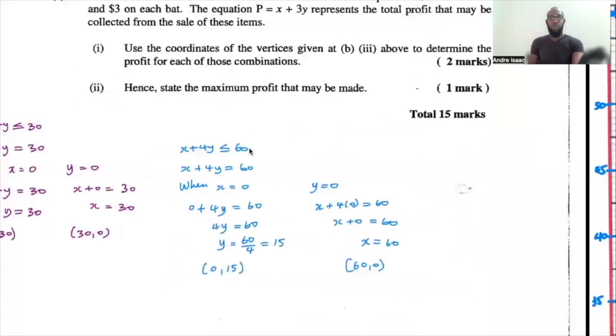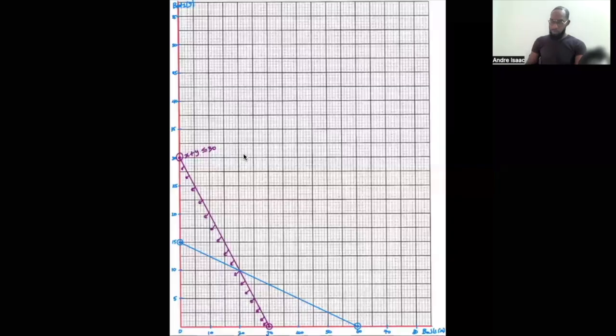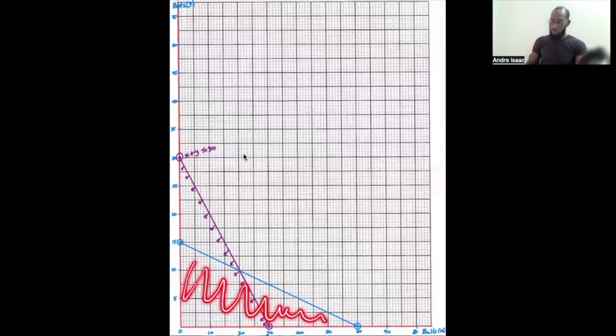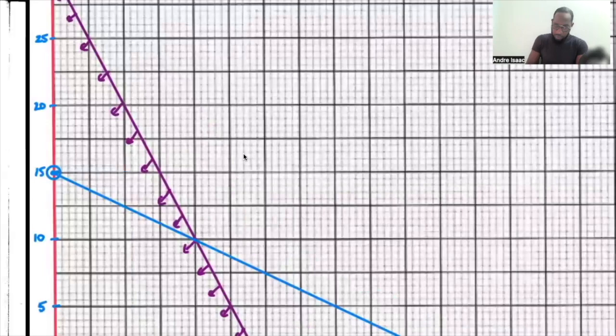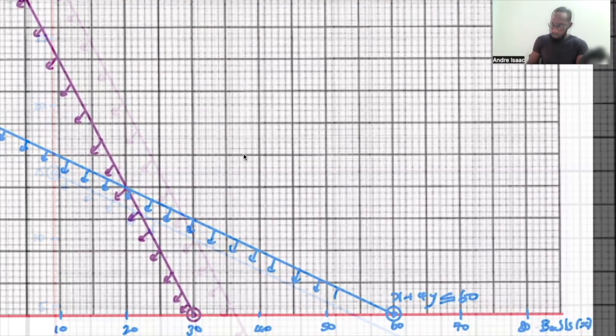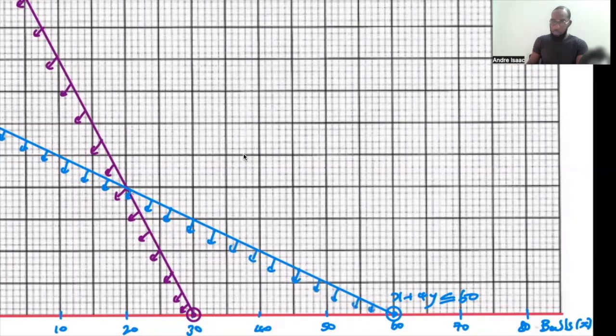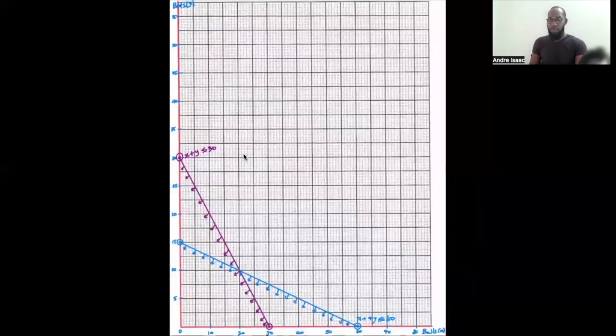X plus 4y less than or equal to 60. Right? Less than or equal to 60 means it's below the blue line, not above. Less than or equal to 60 is below this line. So this is x plus 4y less than or equal to 60. And you represent that by putting your arrows below. All right, put your arrows below. Make sure you label your graph one time.